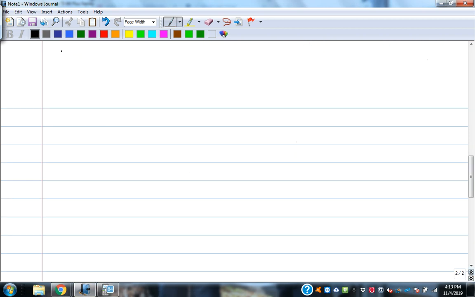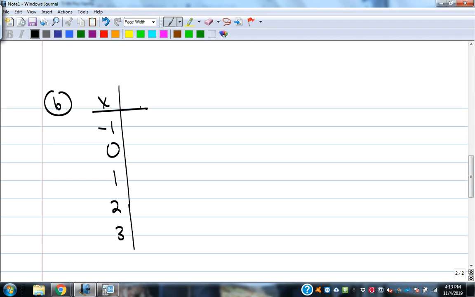Okay. Let's look at another one. Example B. Let's say we had x values of -1, 0, 1, 2, and 3. And then the y values are 32, 16, 8, 4, and 2. We can see that as x increases, what happens to the y values? It looks like they're dividing by 2.